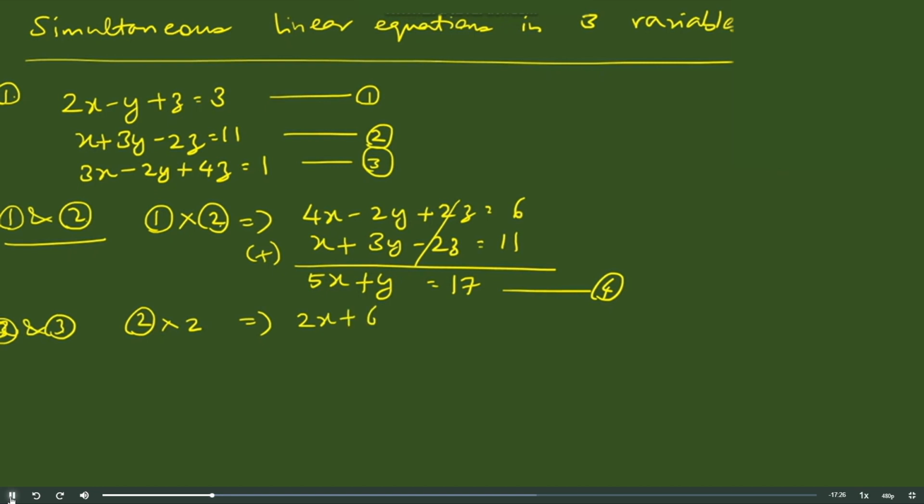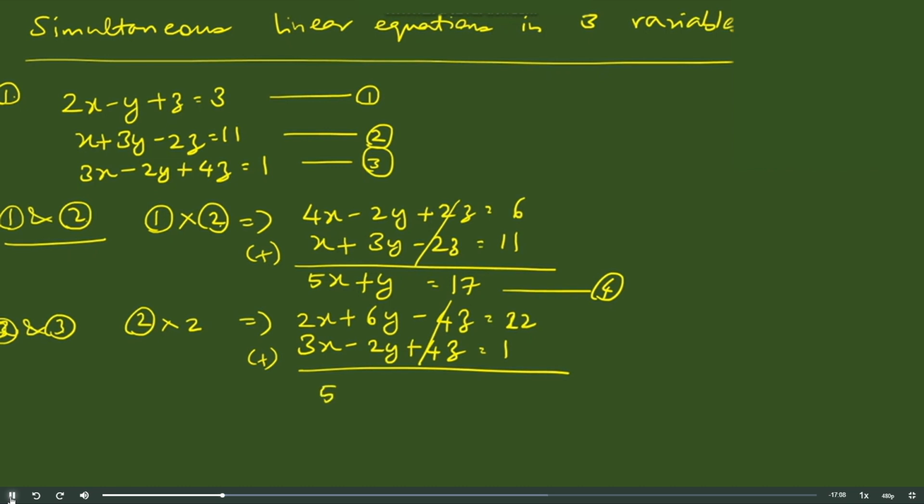2x plus 6y minus 4z is equal to 22, and the third equation remains as it is: 3x minus 2y plus 4z is equal to 1. I will add these two and get rid of the z values. So it is 5x plus 4y is equal to 23. This I'll number as equation 5.